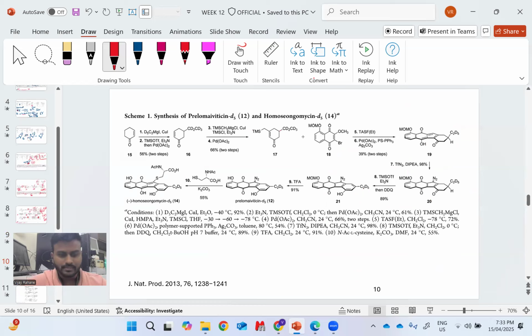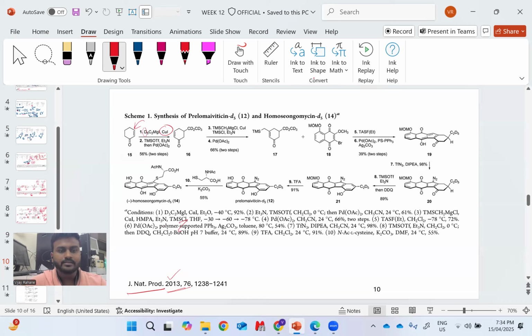Further, we can see such reactions in this paper also. This is a synthesis paper from the Journal of Natural Products, from 2013. And you can see in this paper, this is the D-Mg-I, so basically deuterated Mg with Grignard, right? And that attacks on the beta position of this ketone because of this copper iodide. Further, there was TMSOTf, triethylamine, palladium acetate.